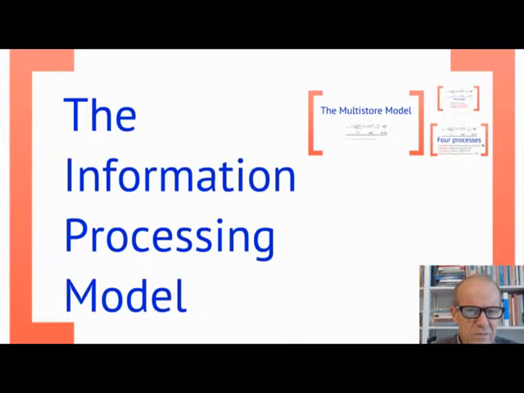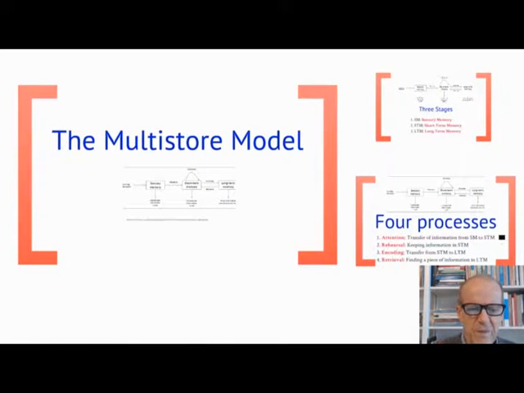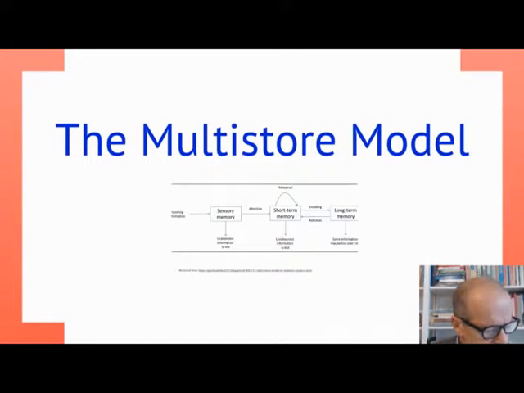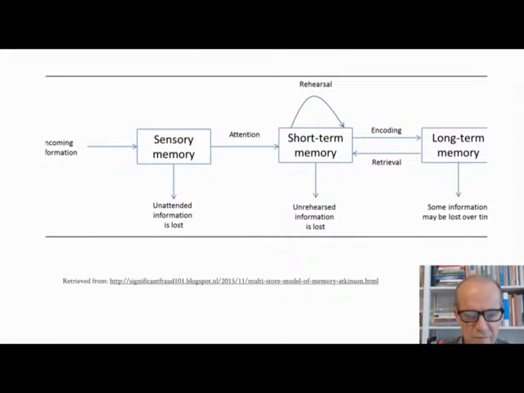This computer model, this computer metaphor, is definitely the source of inspiration for the multi-store model, which was developed by Atkinson and Shiffrin in 1968. Basically, it's a three-store model. We're going to explore the model now in some detail. We have three stores here, each with its own characteristics: the sensory memory, the short-term memory, and the long-term memory.